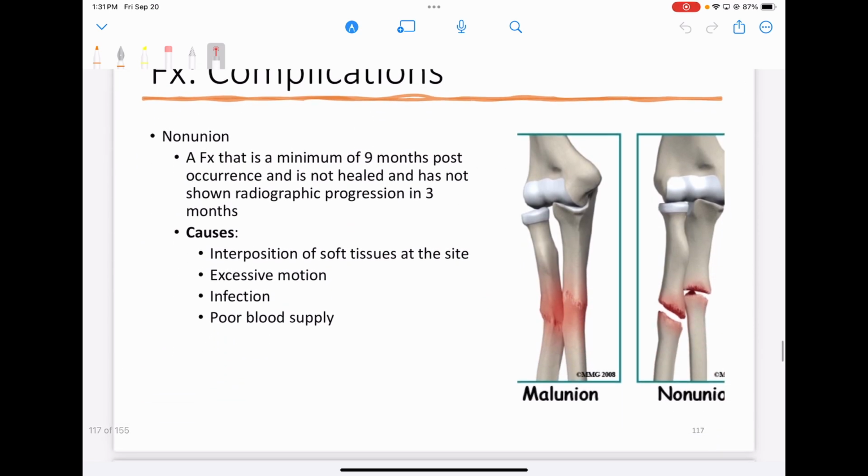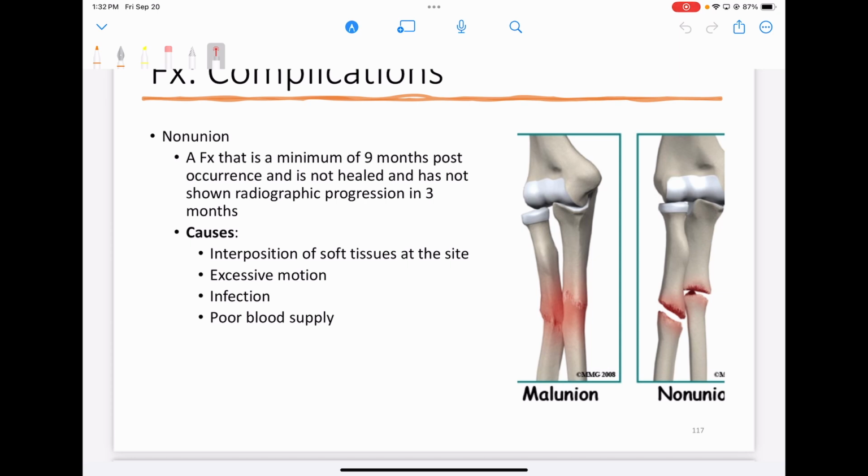Now, we have complications with fractures. A non-union is a fracture for a minimum of 9 months post-occurrence that's not healed and showed no attempts at getting close together. So you can see here, this non-union, those bones are not connected. So that is a non-union. They have not come together.